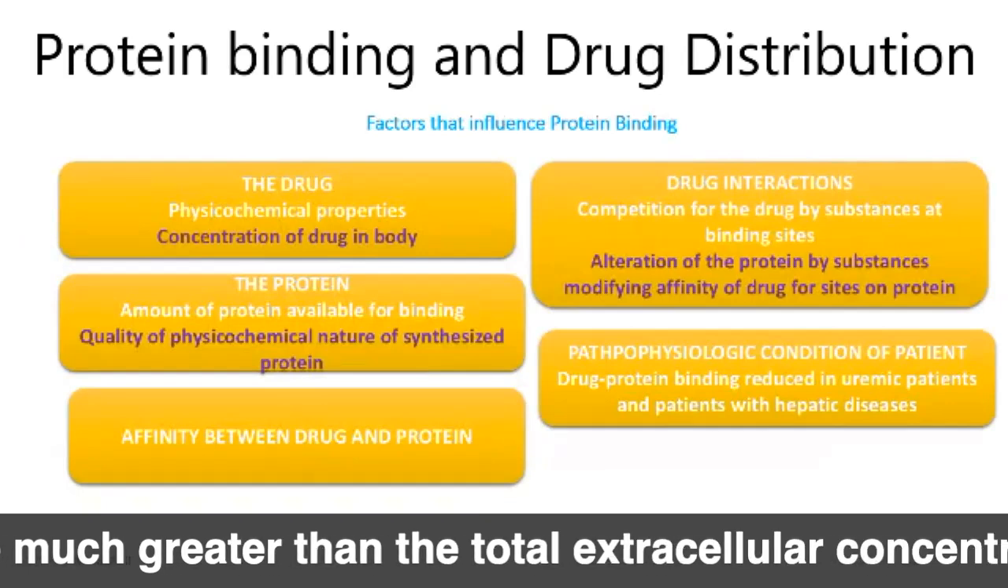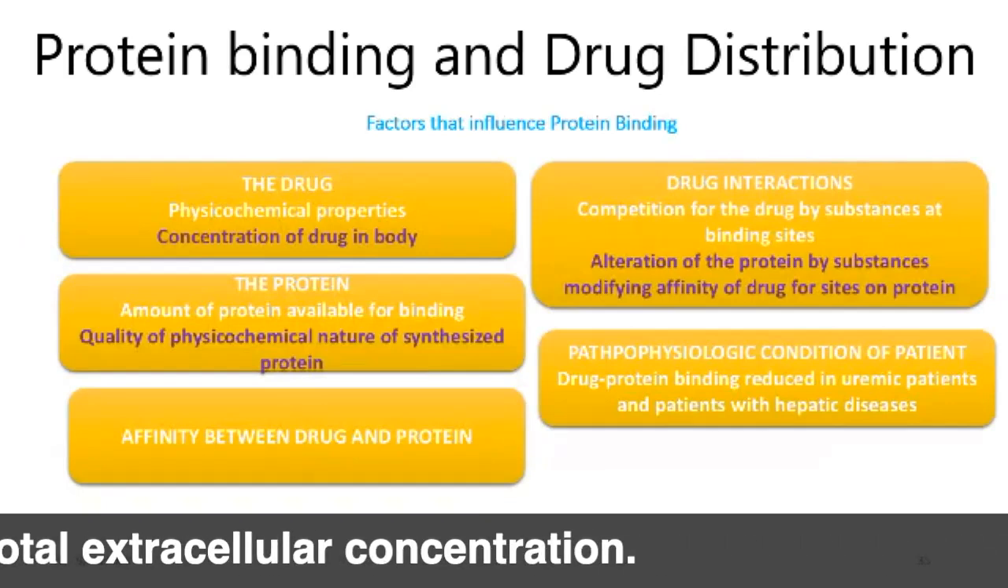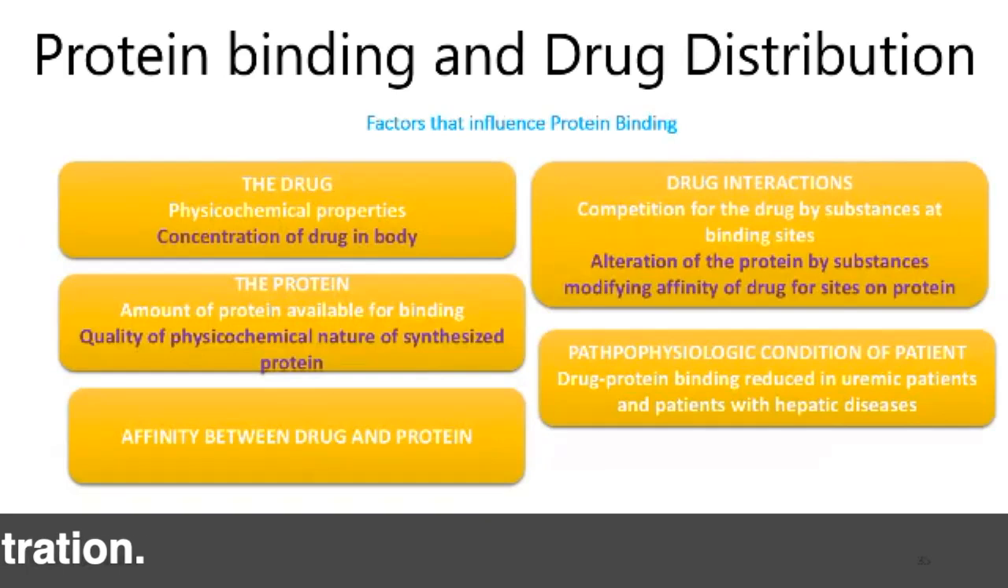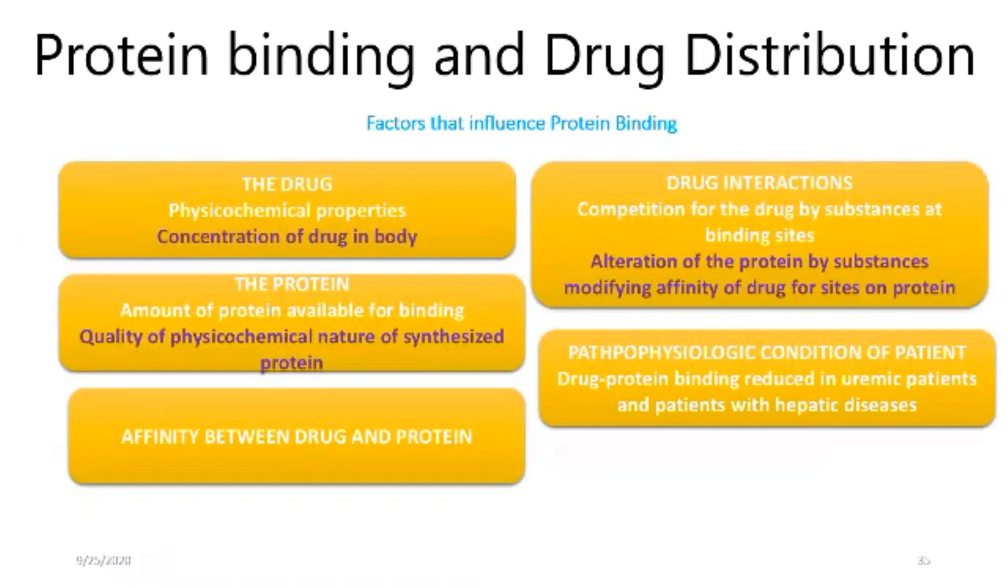So we're looking at factors that influence protein binding. One, the physical chemical properties of the drug. Is it lipophilic? Is it unionized or ionized? Also, the concentration of the drug in the body. If the concentration of the drug in the body is high, then the chances of it being bound to protein is also high.